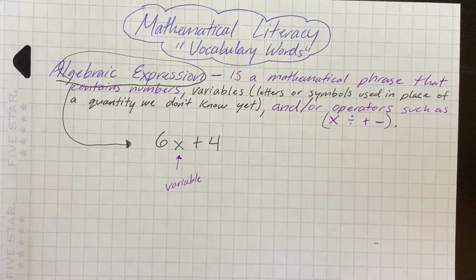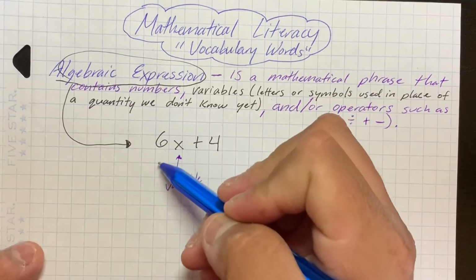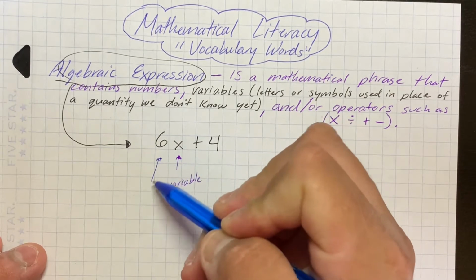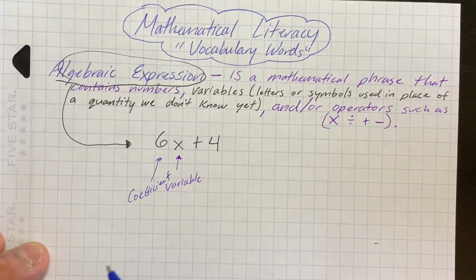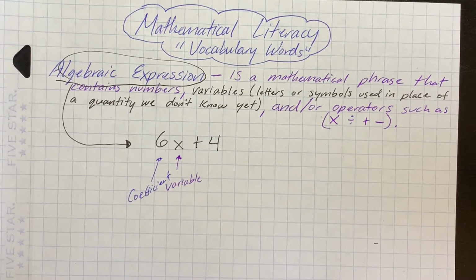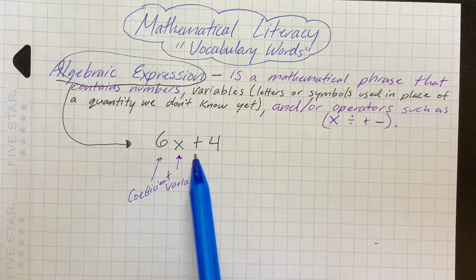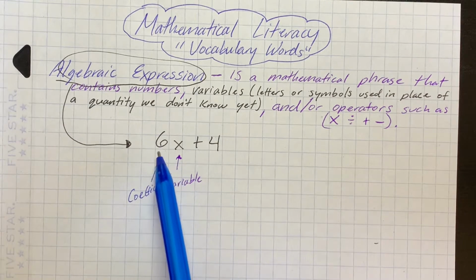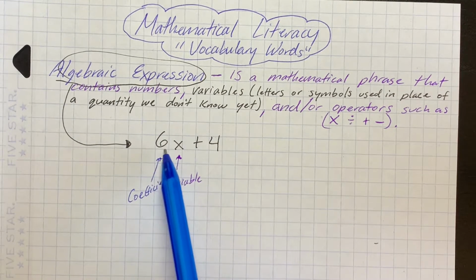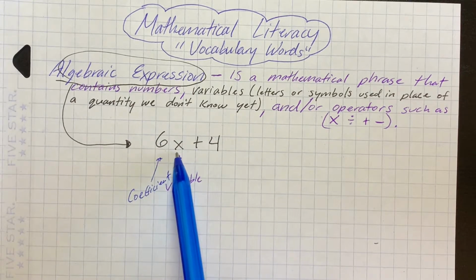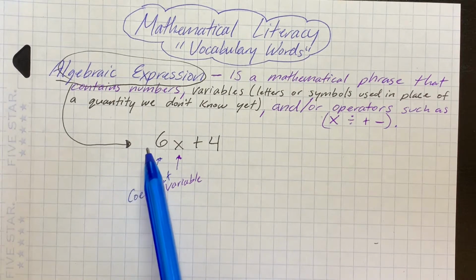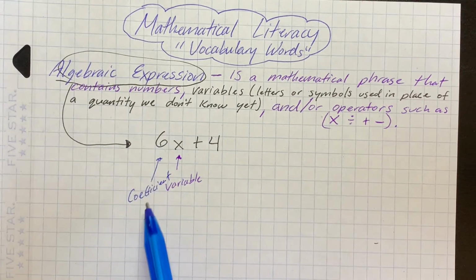Now, to the left of that variable, you have 6. So 6 here would be called a coefficient. Now, a coefficient, just so we know, is basically a number that is attached to a variable. So like in this case, 6x. So what we do when we have 6x is that we multiply the number times the variable. Any number that is used to multiply a variable, in this case 6, is called the coefficient.